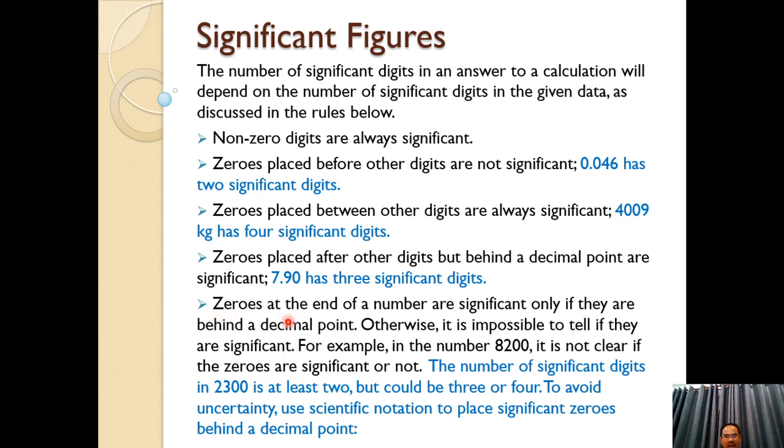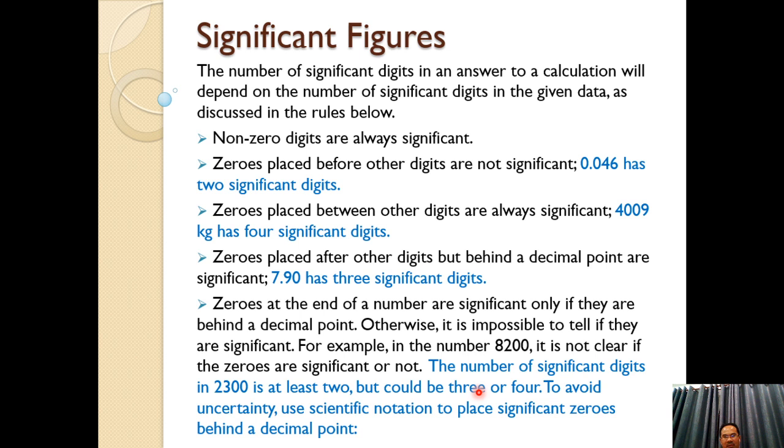Okay, the last rule: zeros at the end of a number are significant only if they are behind a decimal point. That's right. If the zero is behind the decimal point and behind another digit, it is significant. Otherwise, it is important to tell whether they are significant. For example, in the number 8,200, it is not clear if the zeros are significant or not. It may be true or may be false.